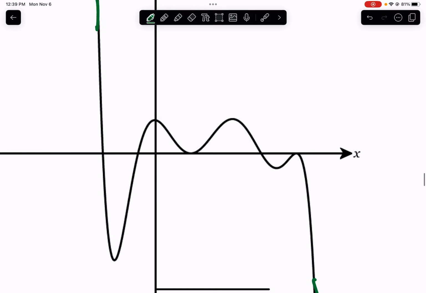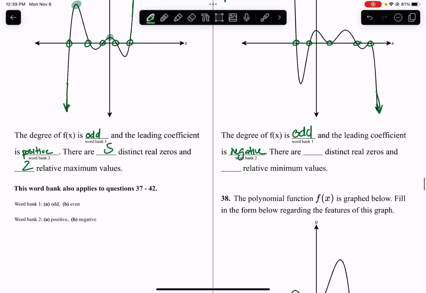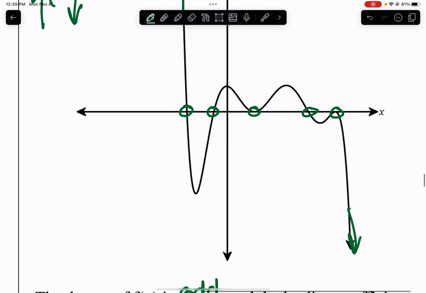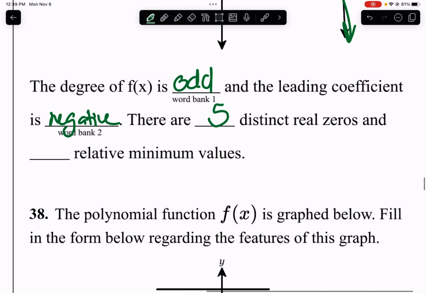Then we look at the distinct real zeros. We've got 1, 2, 3, 4, 5 again. And then it asks for minimum values. We have 1, 2, 3 in this case. So we have 3 relative minimums.